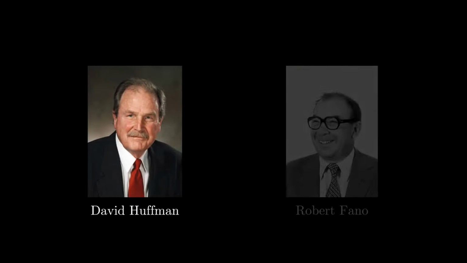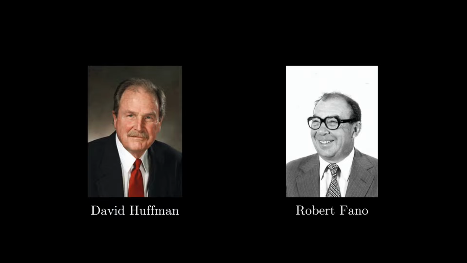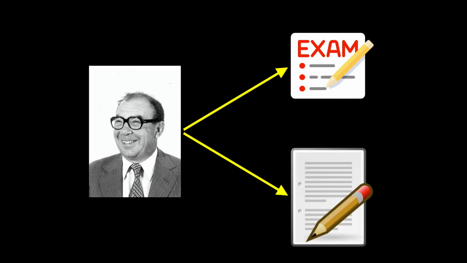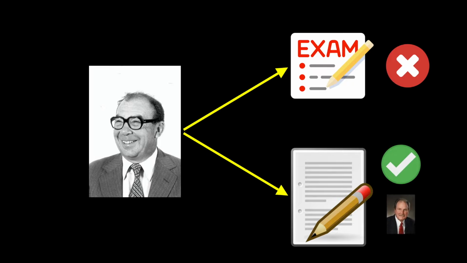In 1951, David Huffman, a graduate student at MIT, was in an information theory class taught by Professor Robert Fano. Fano gave his students a choice between either writing a final exam or writing a term paper. Anyone who's ever taken an engineering class knows that the exams are no joke, so you can't blame Huffman when he made the decision early in the semester to write a term paper.